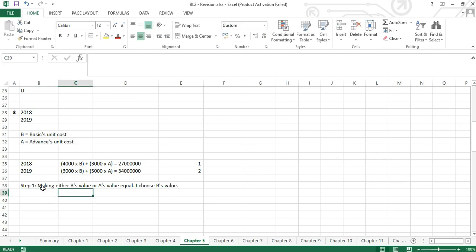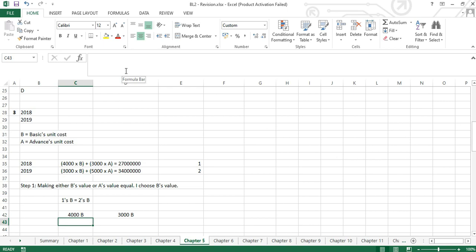So I'm gonna choose the first equation and make it equal. The first equation's B should be equal to the second equation's B. The first equation's B is 4000B. The second equation's is 3000B. So how much should I multiply to get 3000 from 4000?